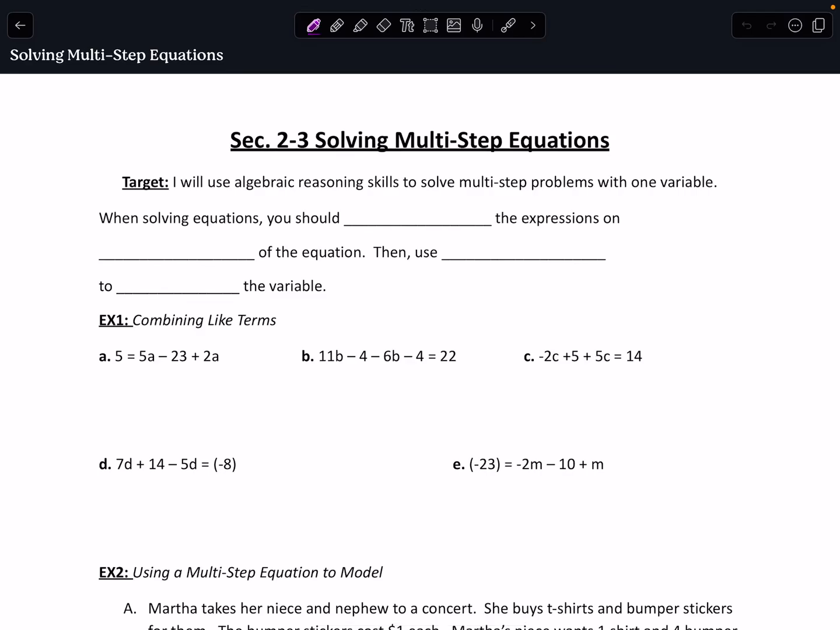Okay, today our target is to use algebraic reasoning to solve multi-step problems with one variable. So we're going to fill in the blanks.